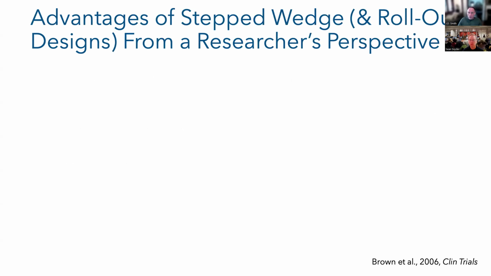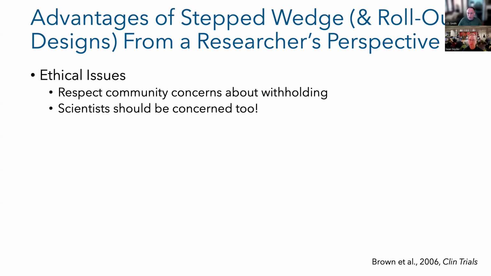So some advantages of stepped wedge and rollout designs more generally. This is very much from a researcher perspective. I think there's additional considerations from both the implementation and community partner perspective, as well as potentially from the participant perspective of who actually is engaged in these type of interventions or type of designs. But from a researcher perspective, some of the ethical issues that might actually lend to wanting to do a stepped wedge over a parallel trial design is that you are demonstrating respect for your community concerns about withholding.